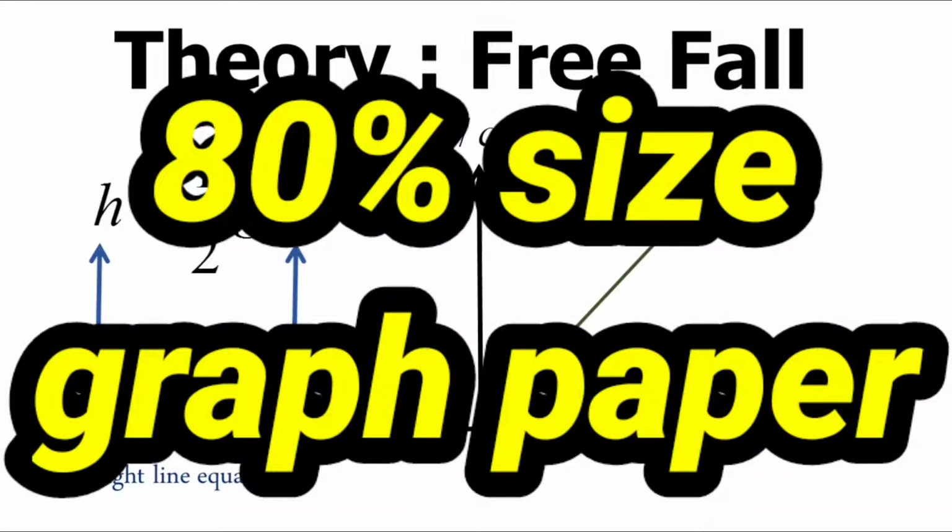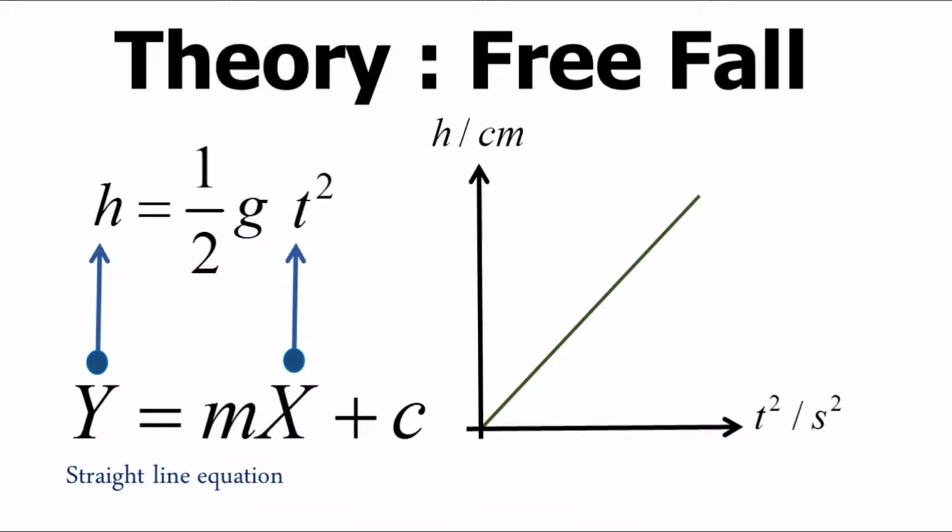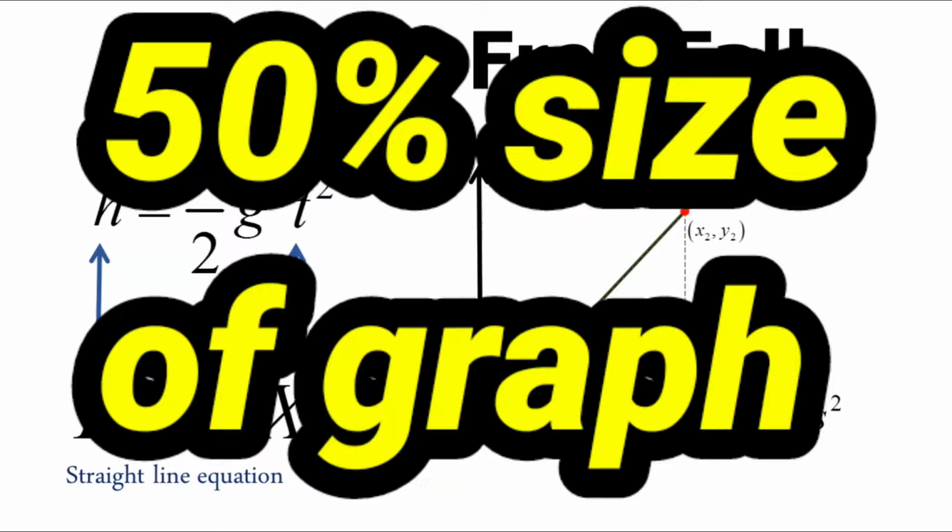When plotting your graph, make sure the graph occupies at least 80% of the graph paper. Coming back to the straight line, the gradient of the graph will be equal to half of g. Choose 2 points along the line and draw a right angle triangle connecting the 2 points. Make sure the size of the triangle is at least 50% of the size of the graph.